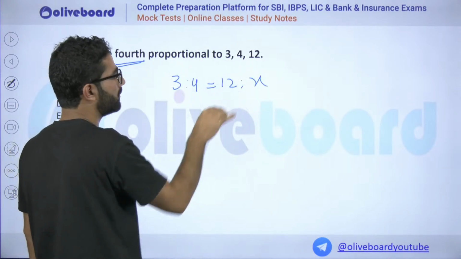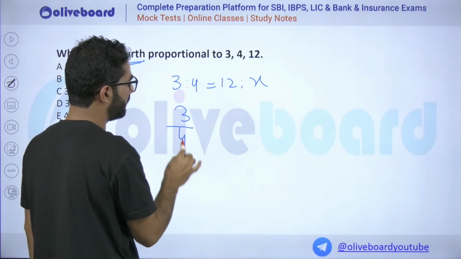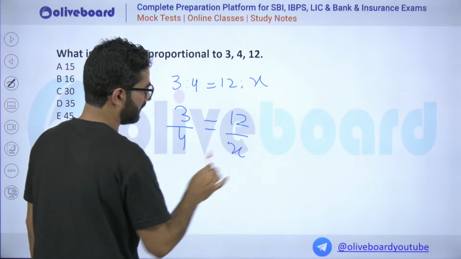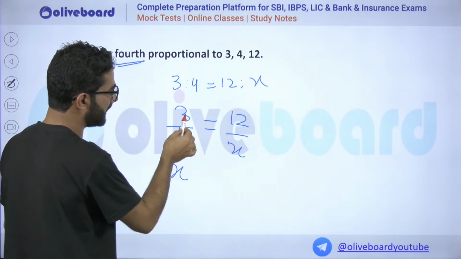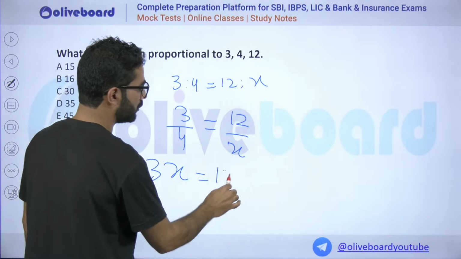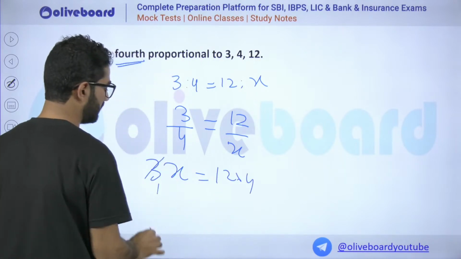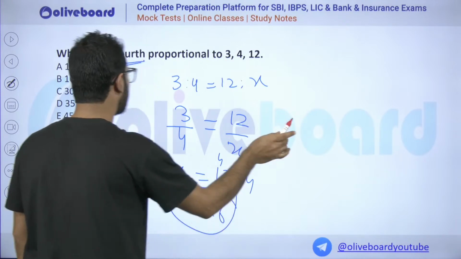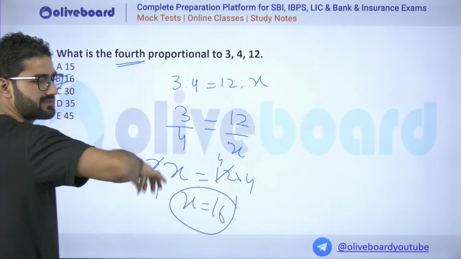Sir, we know that 3 upon 4 is equal to 12 upon x. It means we will multiply, 3x is nothing but 12 into 4. If we divide by 3, it will be lesser, x is 16. That was the answer. You can do it directly, you can multiply it. I am just showing the steps, multiple steps.